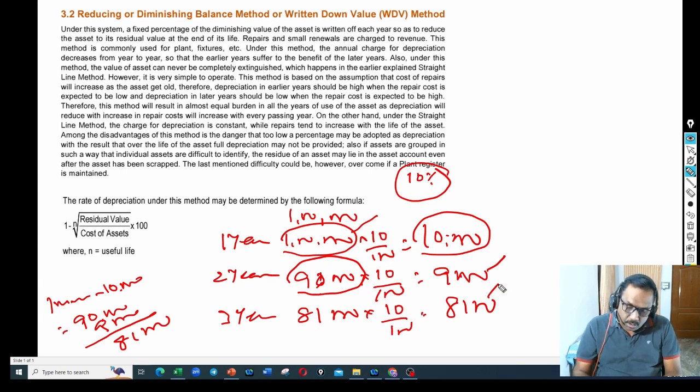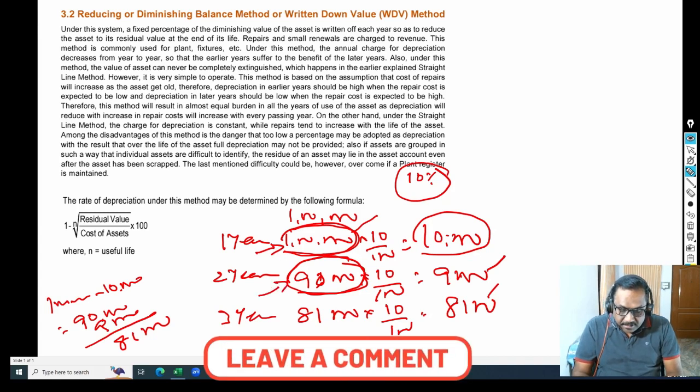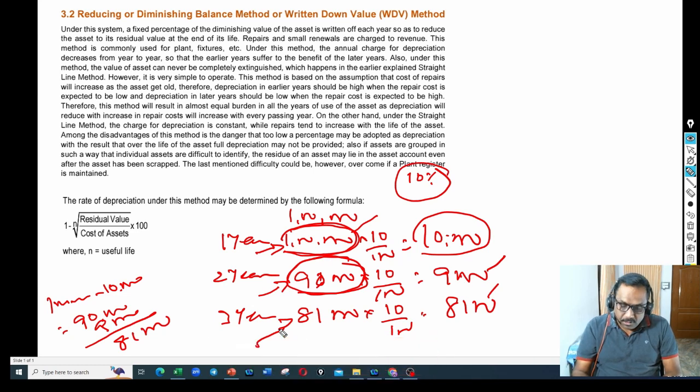So we are calculating the depreciation on reducing balances. First 1 lakh, then 90,000, then 81,000. So it keeps reducing. We are deducting depreciation from the asset value, so that our asset value also will be reduced and accordingly depreciation will be calculated, number one.